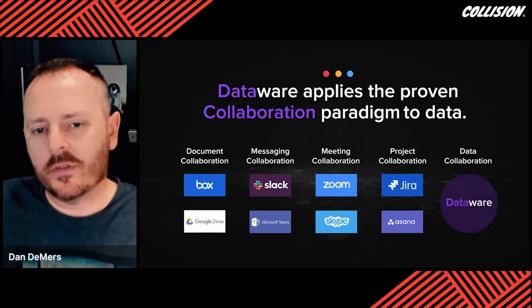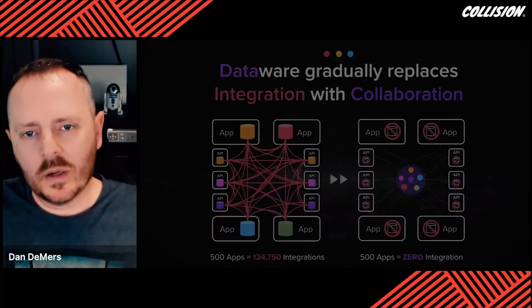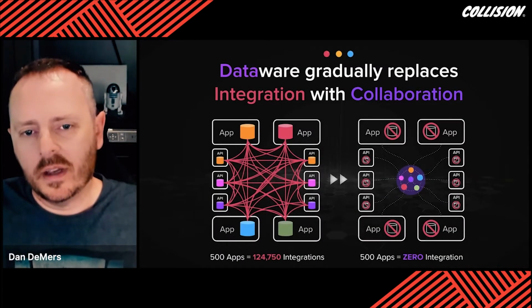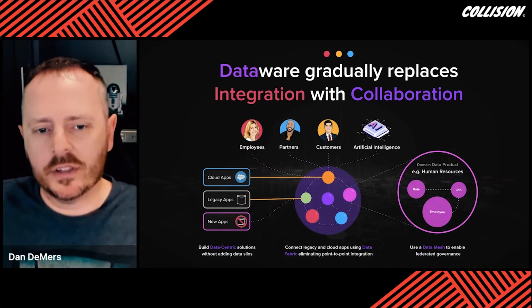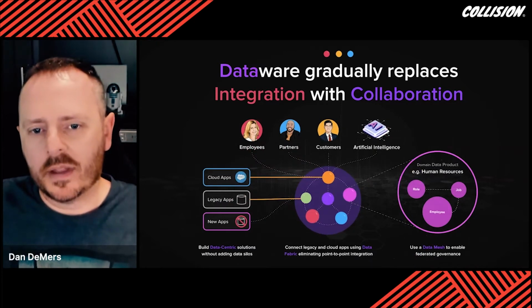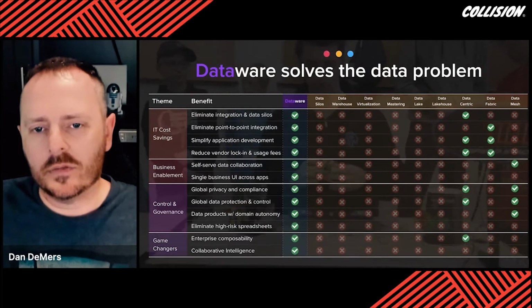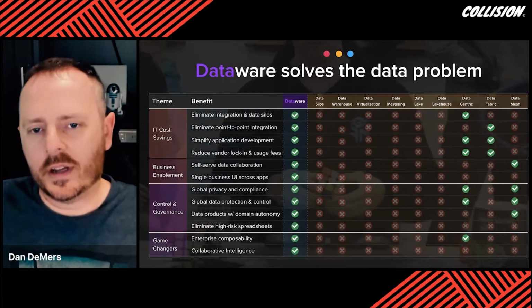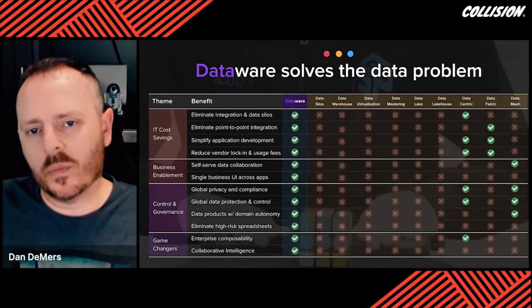Collaboration has changed everything in how we work. COVID's done nothing but accelerate that. Dataware gradually replaces the 40-year-old integration approach with a modern collaboration approach. You connect your cloud applications, your legacy apps, your new apps to a common data fabric that manages data through links, not copies. And what it's doing is pulling the best out of the evolutions to data architecture that have taken place over the past number of decades, but without the compromises.